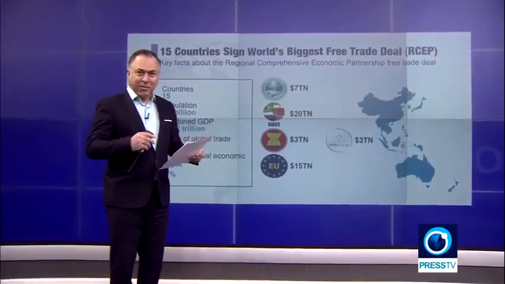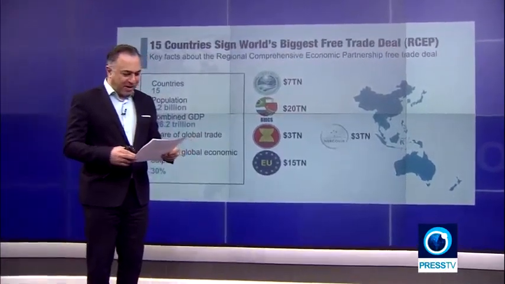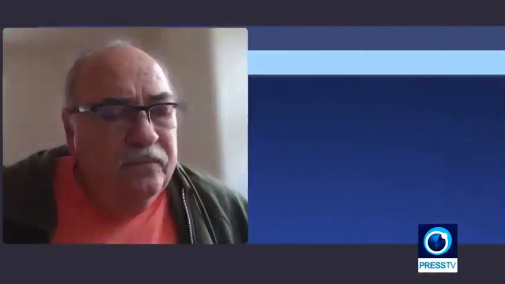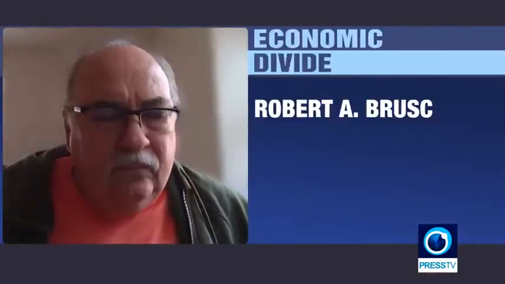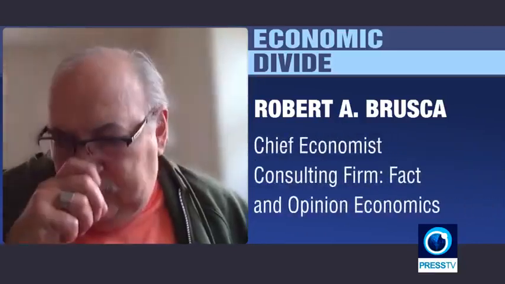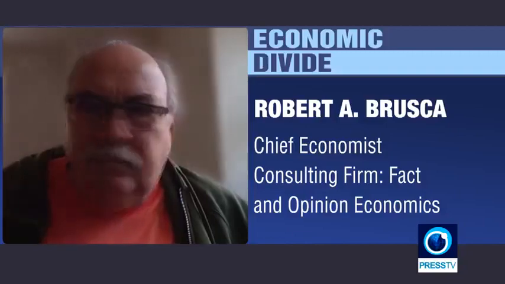In order to get an idea about what was just discussed, let me bring in a guest to break this down. You have Robert Brusca, who's a chief economist of Fact and Opinion Economics. It's a consulting firm that he founded in Manhattan. He has been an economist on Wall Street for over 25 years, and he has visited central banking and large institutional clients in over 30 countries in his career as an economist.